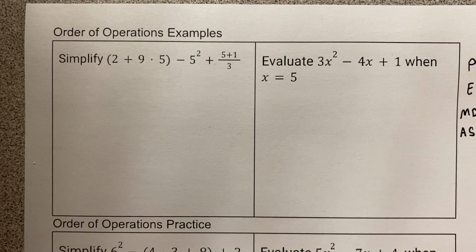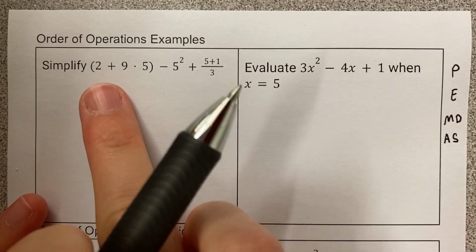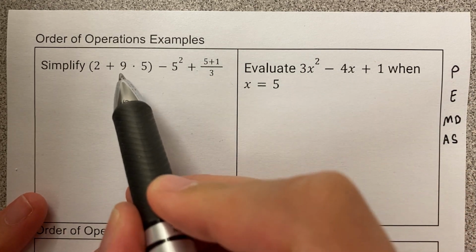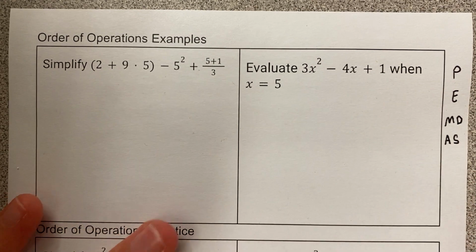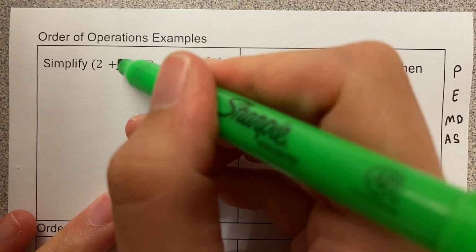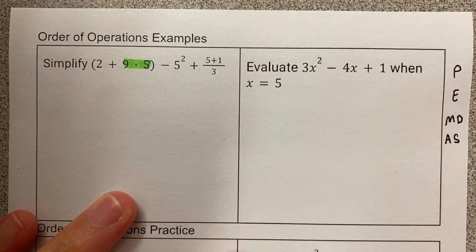In this first problem, we have some parentheses, right? I observe the parentheses right here. So I know I'm going to do what's in the parentheses first. And actually inside the parentheses, there are two operations. There's multiplication and there's also addition. So what comes first, multiplication or addition? Oh, multiplication comes first. So I'm going to do my 9 times 5.